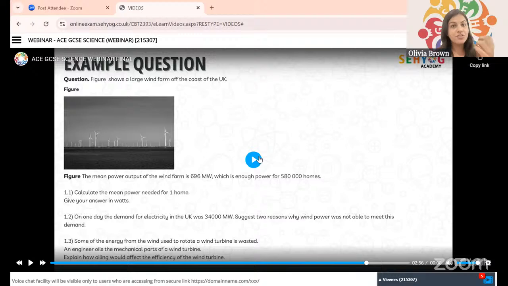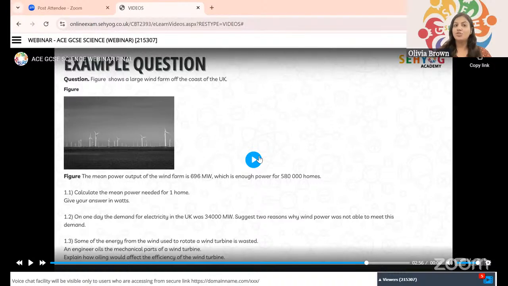Now I have just seen this picture, and the very first thing that came to my mind was the windmill, which means wind energy, or we can say it can generate electricity. So electricity has also come into consideration. In the question they have asked: the figure shows a large wind farm off the coast of the UK. The mean power output of the wind farm is 696 megawatt, which is enough power for 580,000 homes.